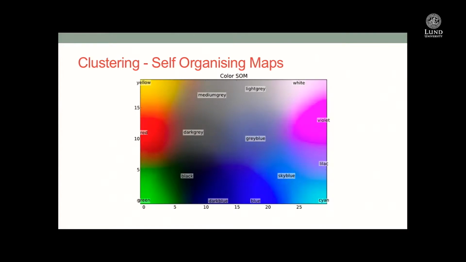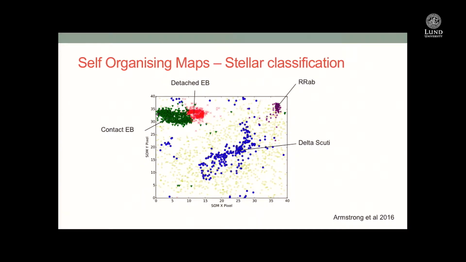Now, these have worked for a variety of things. In astronomy, and I'm going to use an example I did here, this is for classifying variable stars using stellar light curves. And you can see that just using this map and the shape of the light curve, which is what it uses, you can start to get different pulsation types, different kinds of variable, different kinds of eclipsing binary, and they separate very well. And this is very useful.